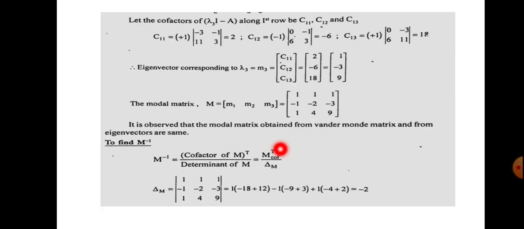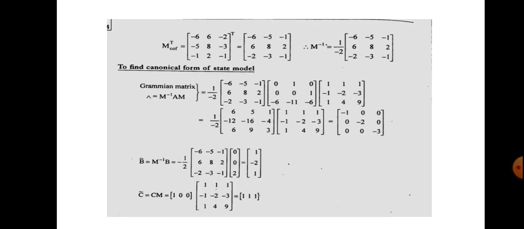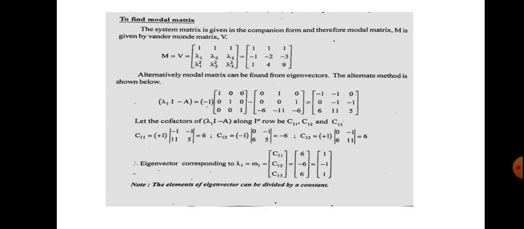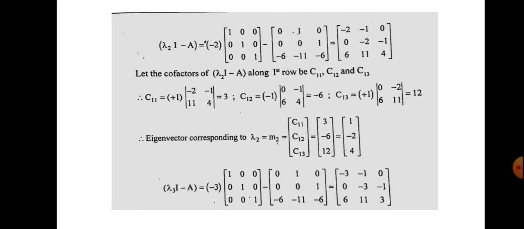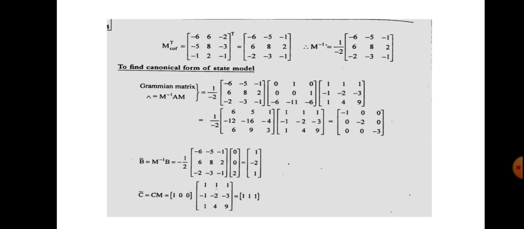M inverse is equal to, this is the equation. So you can substitute it, and you will get this equation. So now you have reached up to this point. See, you have found the M inverse quantity. Now you can find M inverse AM to get the Gramian matrix. That is simple multiplication that you can see here.